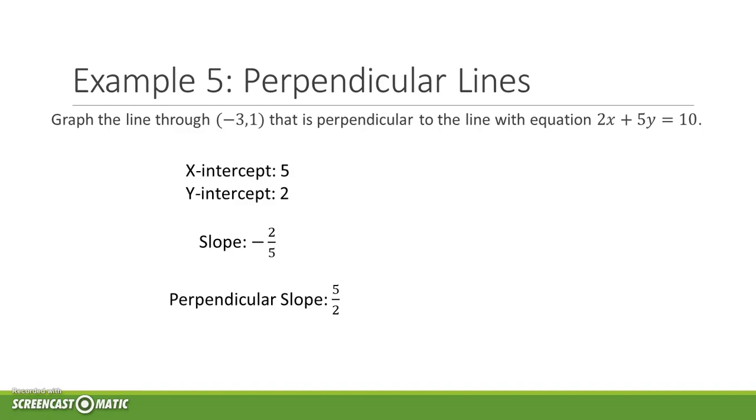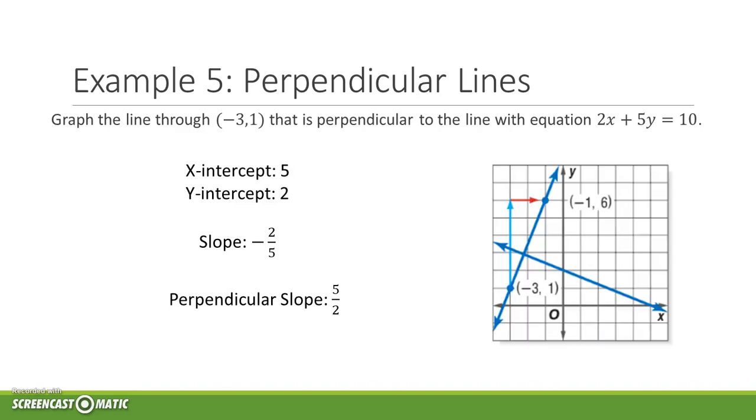We're going to start at -3, 1, and we're going to go up 5 units and right 2 units to find this point, and use it with -3, 1 to graph the line. Okay, so the one going down, that's our original line. The one going up is our new one. That's it for slope. Good luck on the practice.